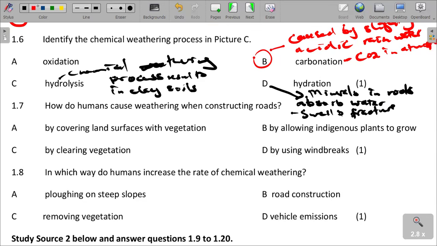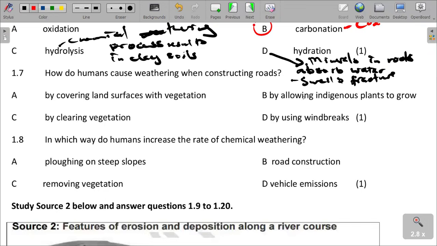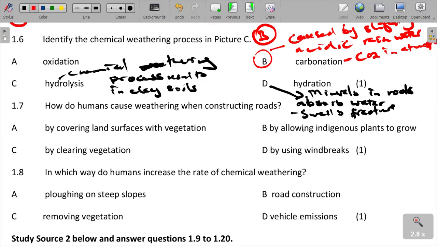But in any case, the answer is B, carbonation. Let's look at the next question: how do humans cause weathering when constructing roads? In the process of road construction, weathering is also taking place. So how does that occur?